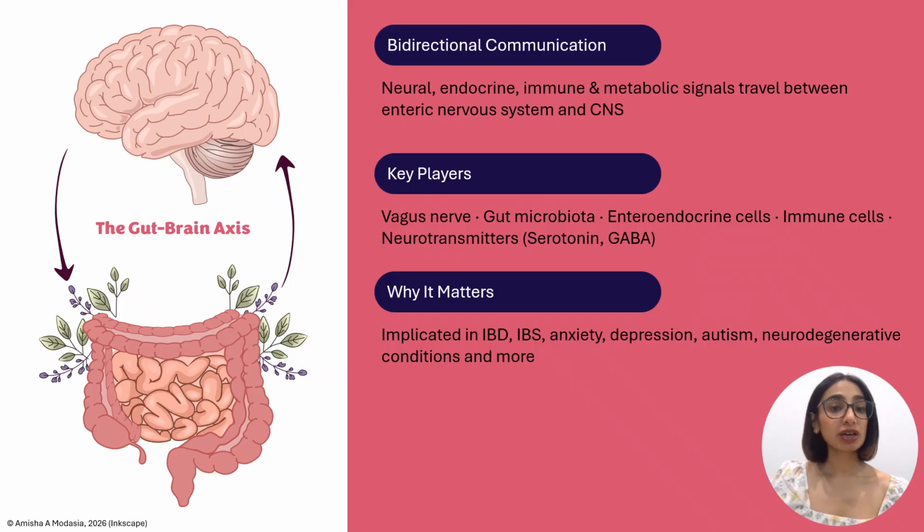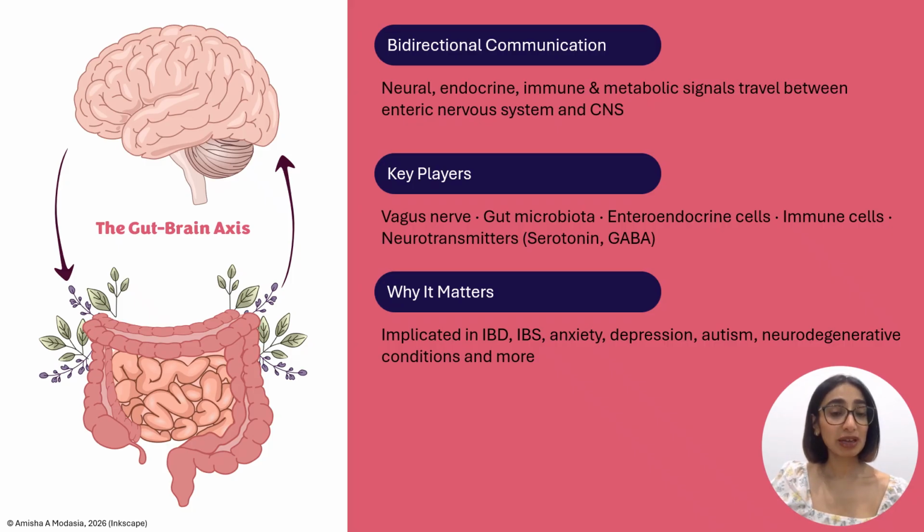So before we look at the models, let's just make sure we're on the same page about what the gut-brain axis actually is. At its core, it's a bidirectional communication network linking the enteric nervous system, sometimes called the second brain, with the central nervous system. The signals that travel along this axis are diverse: neural signals via the vagus nerve, endocrine signals from enteroendocrine cells, immune mediators, and metabolic byproducts from the gut microbiota.